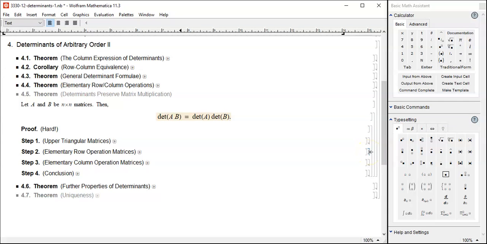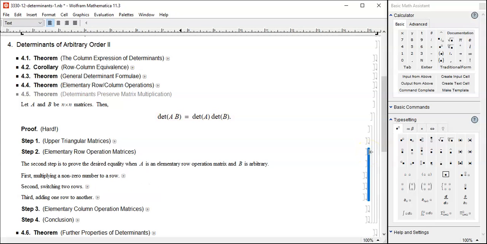Okay, now we talked about elementary row operations. Let's talk about those elementary row operations. There are 3 types of elementary row operation: multiplying a non-zero number to a row, switching 2 rows, and third, adding 1 row to another.